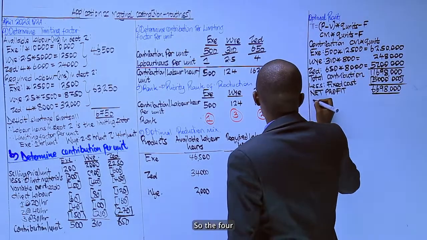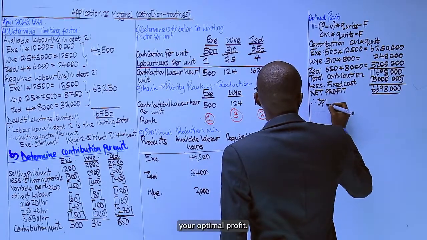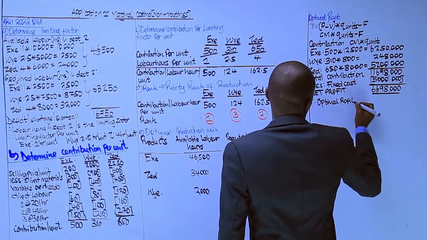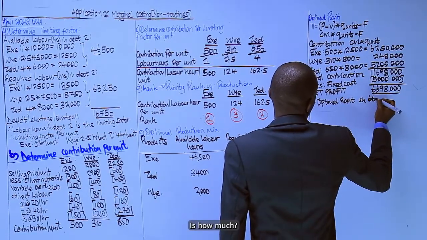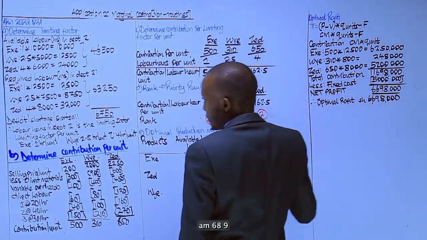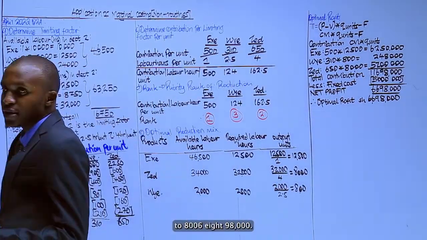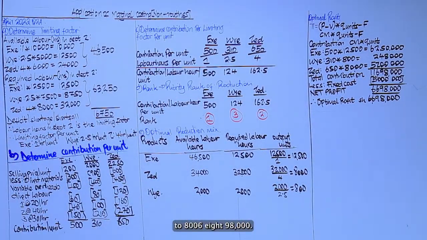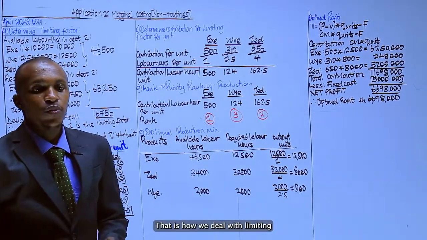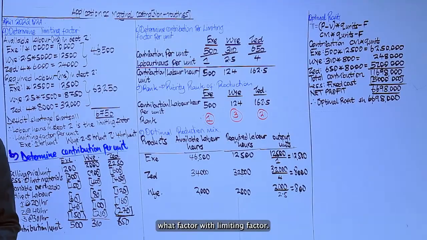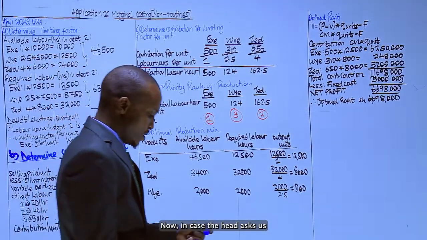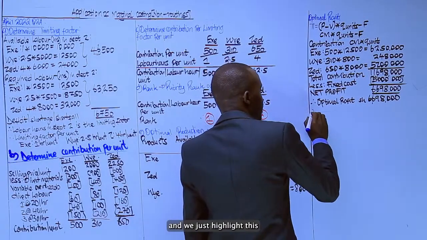So therefore your optimal profit is 6,698,000. And that is how we deal with limiting factor. Now, in case they had asked us, let me just highlight this.